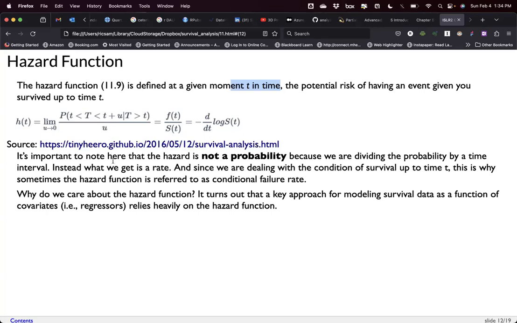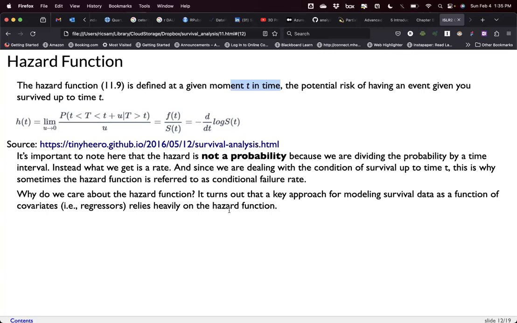You know, represented by mu. Instead, what we get is a rate. And since we're dealing with the condition of survival up to time t, this is why sometimes the hazard function is referred to as a conditional failure rate. So what we're trying to assess here is the potential risk of achieving the event, given that it survived up to that time, all right?